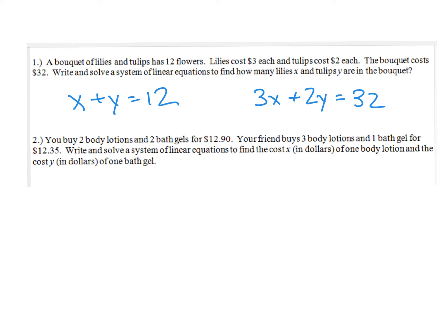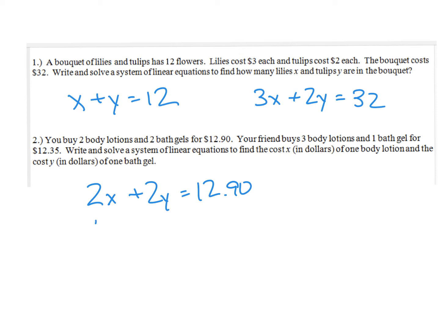This one's a little bit different. You're going to do body lotions and bath gels. So this is what I'm going to buy. I'm going to buy 2 body lotions and 2 bath gels, and I spent $12.90. So thing 1 plus thing 2 equals the total.